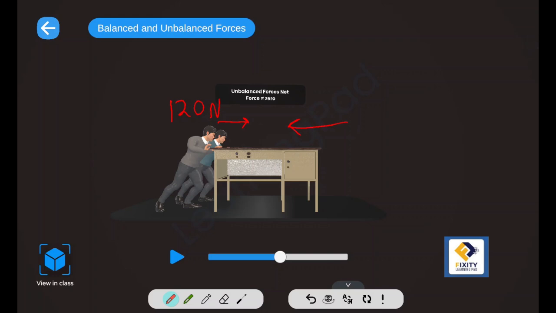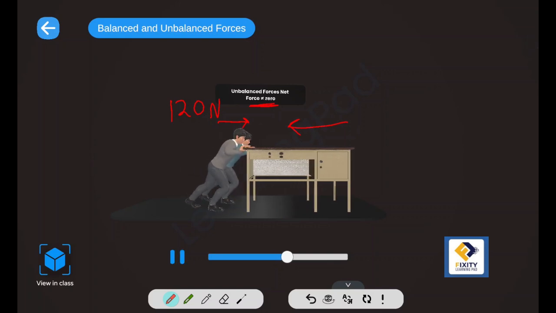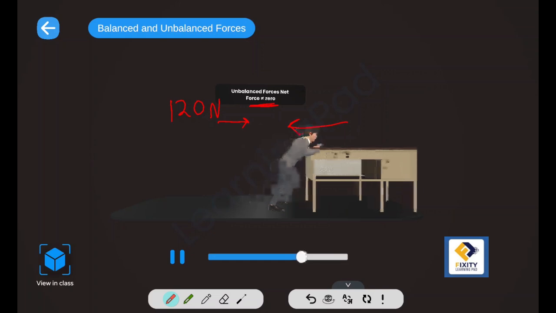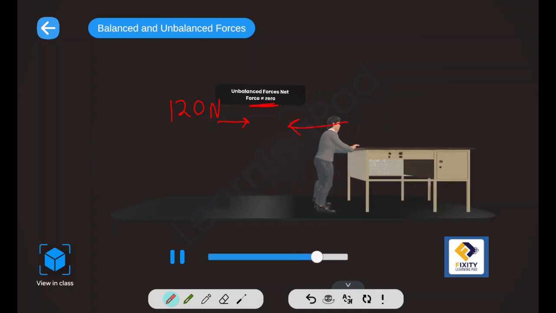So this becomes an unbalanced force, and here the net force will not be equal to 0, and the object's position and direction, or whatever state of rest or motion it was in, is now going to change. So in case of unbalanced forces, the net force is not going to be 0, and an unbalanced force is the one only which can cause a change in state of motion or rest or direction. Balanced forces are not going to affect it in any manner.